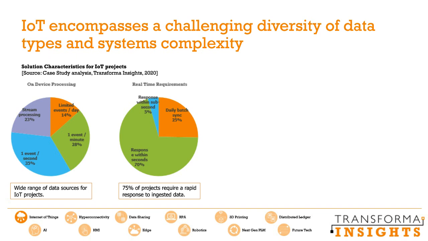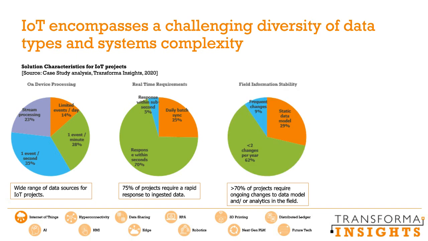So again, wide range of real-time requirements, from daily batch sync to 75% of applications requiring some level of rapid response to ingested data. In terms of what's happening in the field and the stability of what's happening in the field, the next chart is stability of data model and analytics. And it shows that 29% of solutions are just static. You configure them, they report over a number of years, and nothing really changes. But 70% require ongoing changes to what's happening in the field. And those could be new, different, or improved analytic capabilities as the solution evolves. So again, you've got to manage those changes in the field and push analytic changes out to the field.